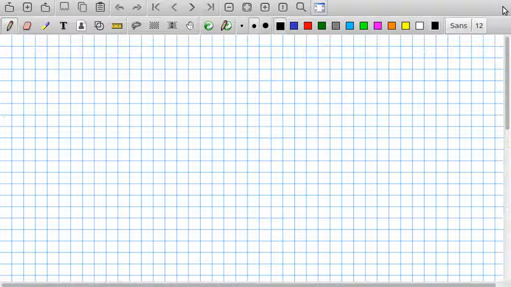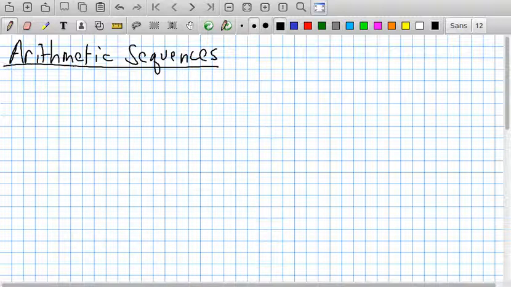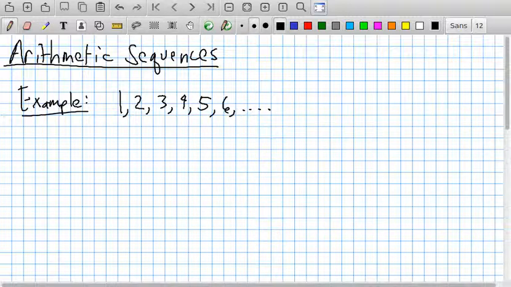And today's discussion is on arithmetic sequences. So what is an arithmetic sequence? Well, it's a sequence that goes up by a certain fixed amount every time, and it always goes up by that fixed amount. So for instance, here's an example of something that goes up by the same amount each time. So it could be 1, 2, 3, 4, 5, 6, and keeps on going because it goes up by 1 each time.